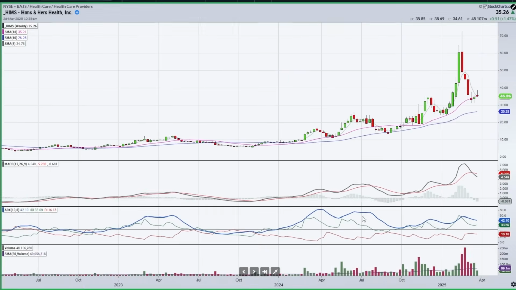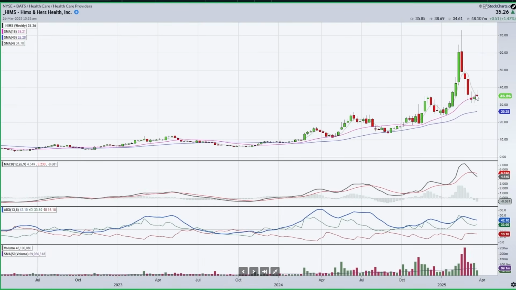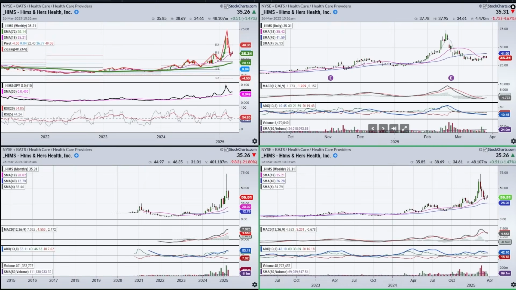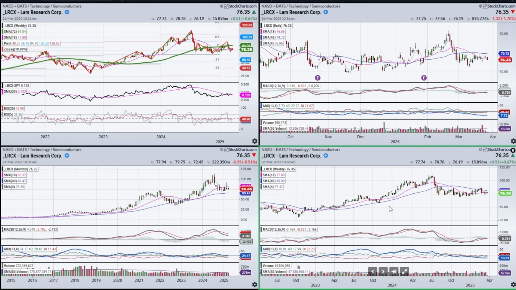It's a tough way to play, tough way to make money. I think I'd be careful here unless I've got some skill at being nimble, using an hourly chart or something like that. I probably would be less inclined to play it.